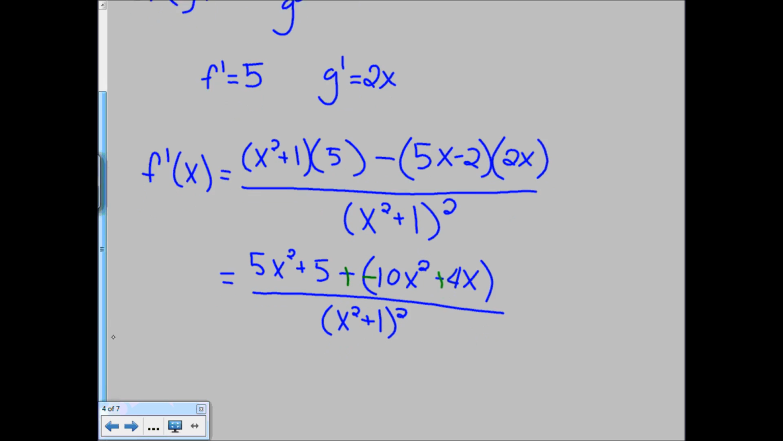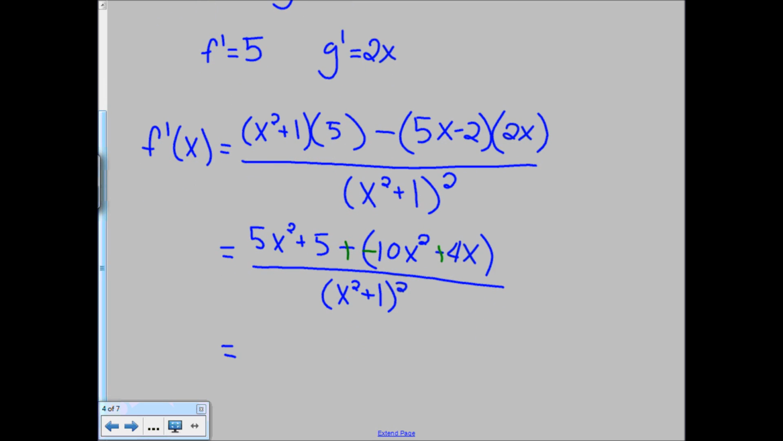Okay, so now if we go through and distribute, we're going to find that f prime of x is really equal to negative 5x squared plus 4x plus 5, all over x squared plus 1 all squared. So that would be your final answer there.